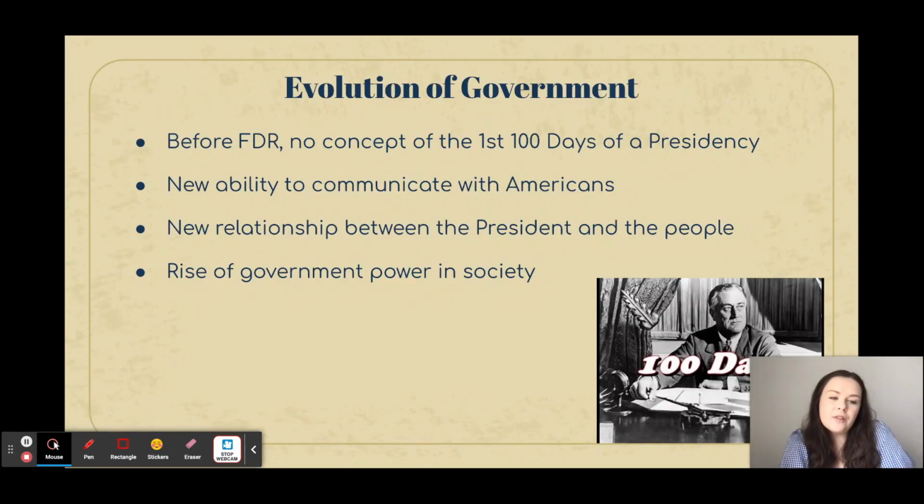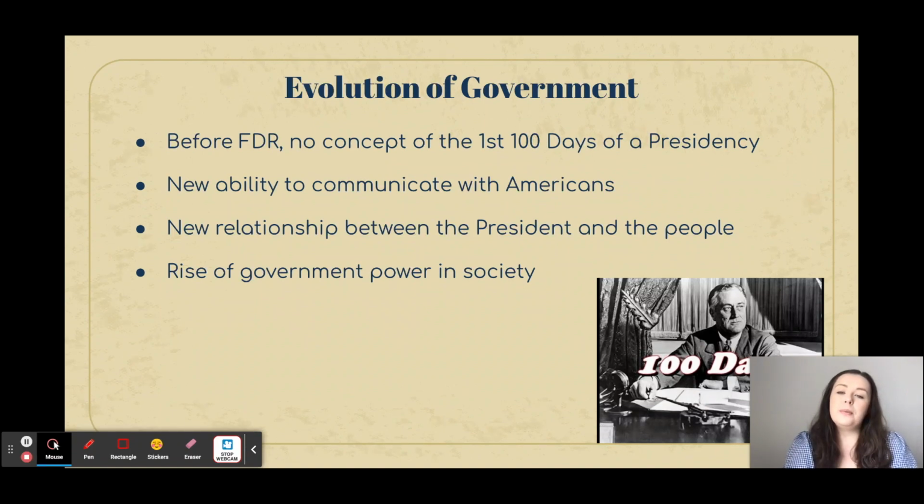And when FDR becomes president, he is a very transformative president. He basically changes how, to this day, we think about what the president can do. He creates this concept of the first 100 days, which is essentially how much can I get done and get passed within my first 100 days in office in order to set the tone for his presidency. What you get done in your first 100 days reflects your priorities.